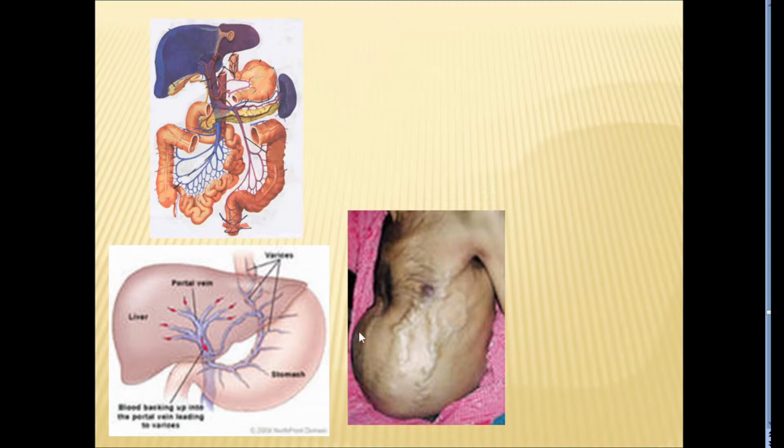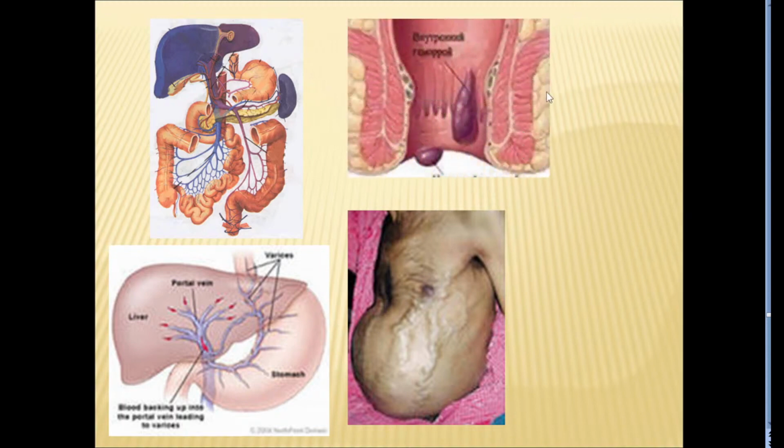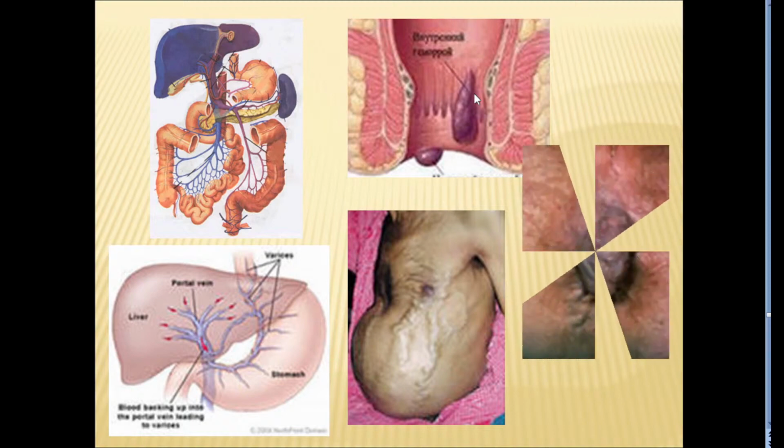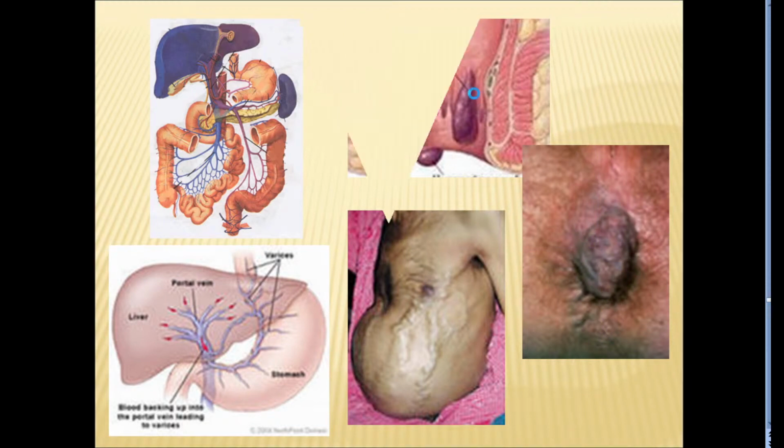You see formation of caput medusae, the cava-caval anastomosis on the abdominal wall, and the lower porta-caval anastomosis with formation of the hemorrhoidal plexus. It's not the usual disease hemorrhoids because it has another origin. You see a patient with dilated hemorrhoidal veins.